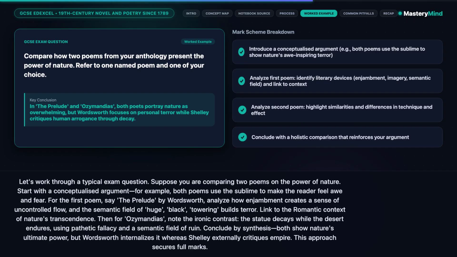Then for Ozymandias, note the ironic contrast: the statue decays while the desert endures, using pathetic fallacy and a semantic field of ruin. Conclude by synthesis: both show nature's ultimate power, but Wordsworth internalizes it whereas Shelley externally critiques empire. This approach secures full marks.